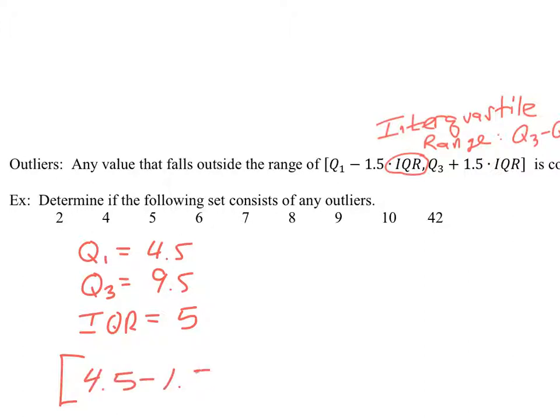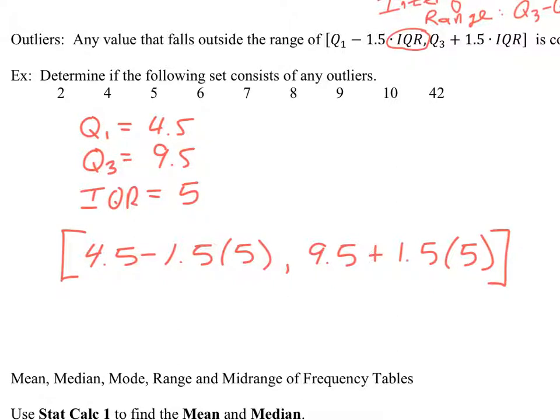So 4.5 minus 1.5 times 5, and then 9.5, sorry, not 4.5, 9.5 plus 1.5 times 5. All right. So 1.5 of 5, taking 2.5, tacking it onto the 5, so 7.5. So you're taking 7.5 away from 4.5, so you're looking at -3. On the high end, you're adding 7.5, so you're looking at 17. All right, so therefore 42 is an outlier.